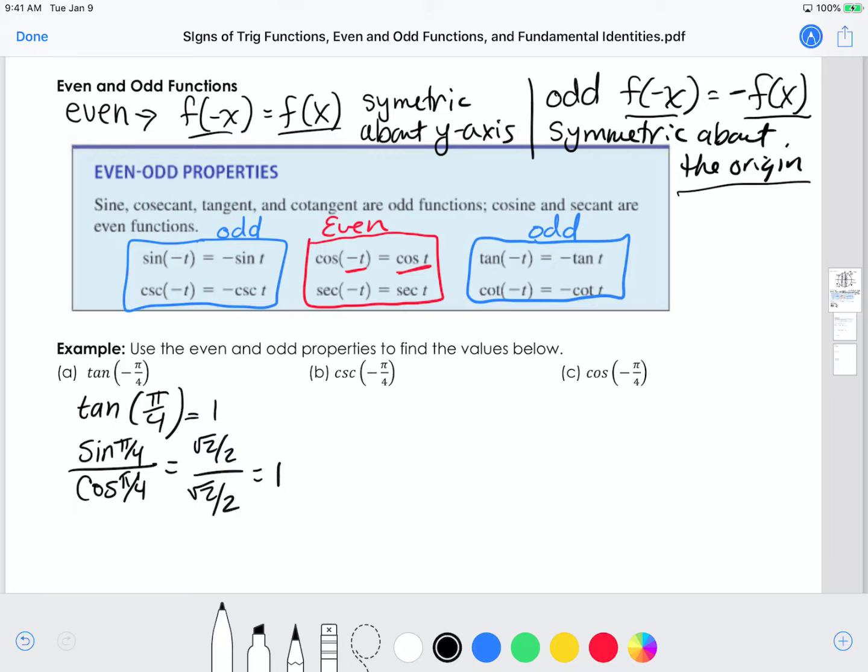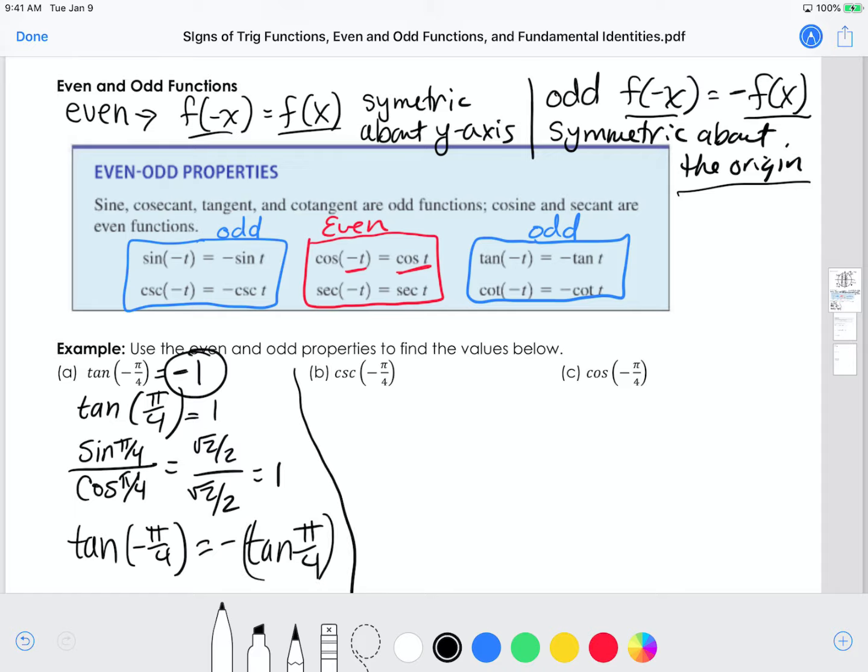Now, since tangent is an odd function, that means if I switch the sign of my input, that's going to swap the sign of my output. So tangent of negative pi over 4 is going to be negative 1. And that is because tangent of negative pi over 4 is equal to negative tangent of pi over 4.